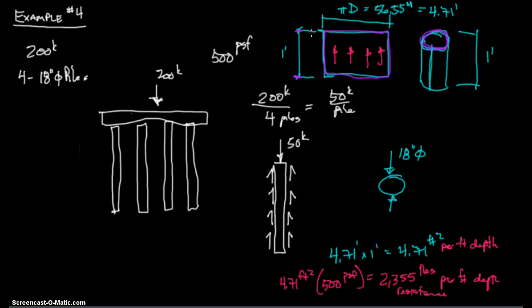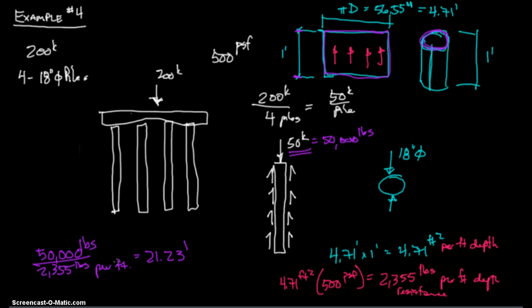So how many of these foot sections do we need to resist 50 kips? Once again, this equals 50,000 pounds. We need to divide 50,000 pounds by 2,355 pounds, and remember that was per foot of depth. We take 50 and 3 zeros divided by 2,355, and we get 21.23 feet.